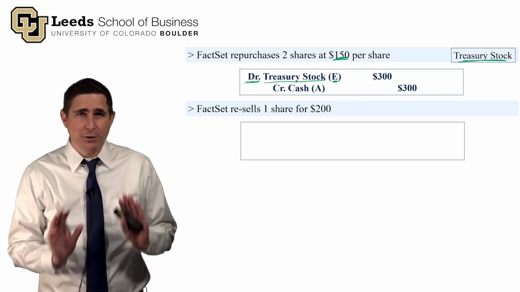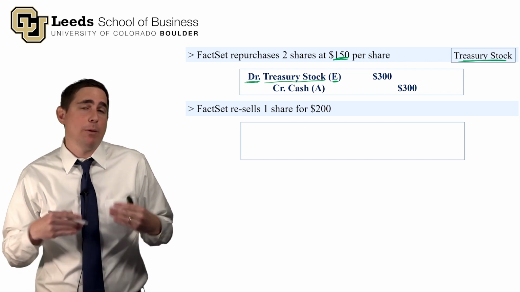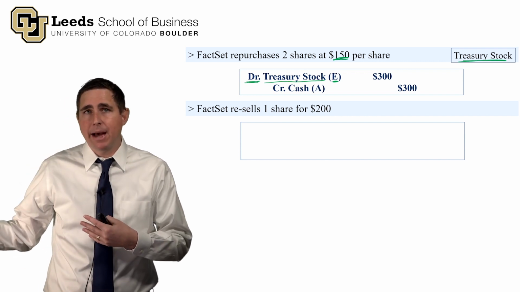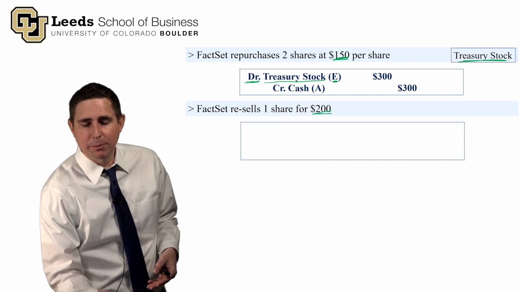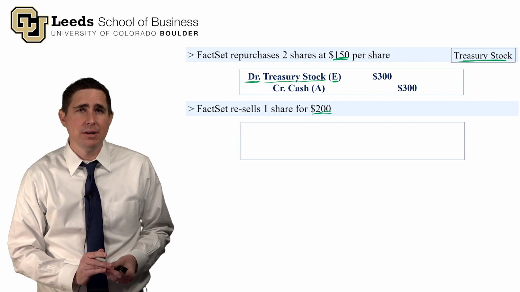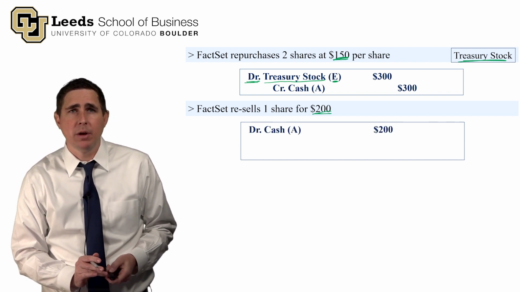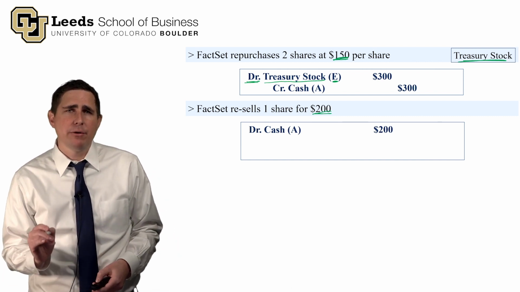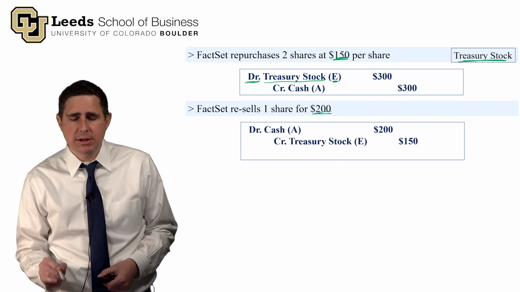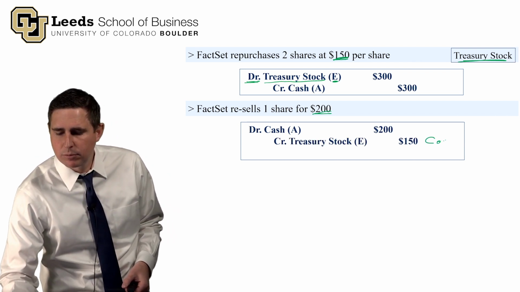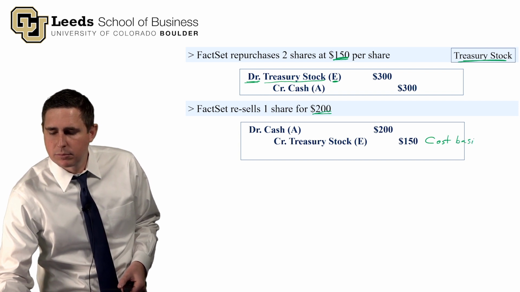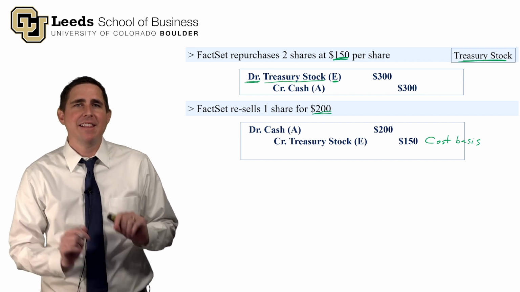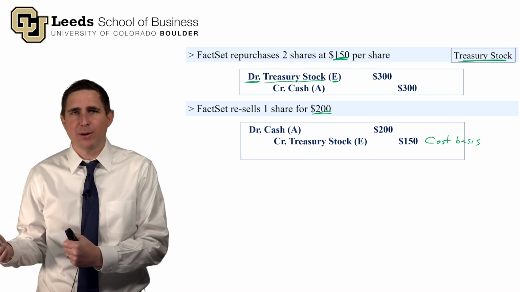Okay, now we've got those 2 shares sitting in treasury. And what we could do, we could retire them and never use them again, or we could just resell them back out into the market. So suppose that the market price went from $150 now up to $200, and we want to resell one of those shares. Well, we'll get $200 in the door, in cash. And how we account for this resale is we reduce treasury stock for the cost basis. So what was the cost of those shares that we put into treasury stock? That's the same amount that we'll take out of treasury stock when we resell it.